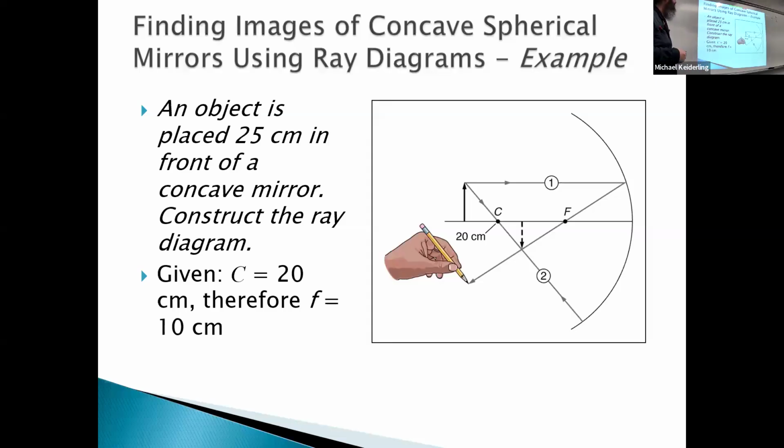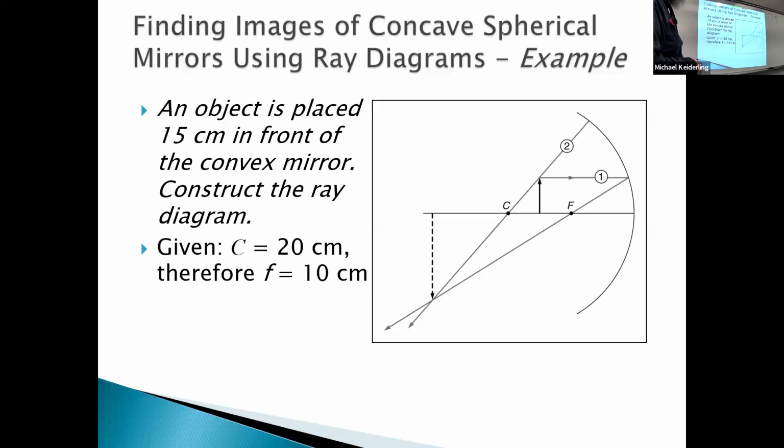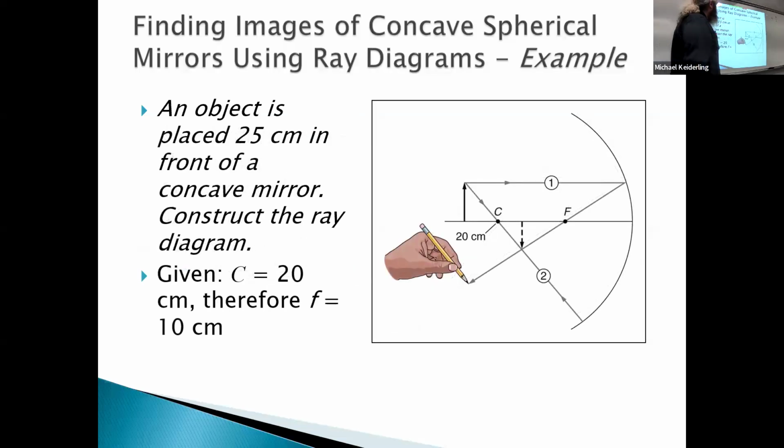Here's an example where an object is placed 25 centimeters in front of a concave mirror. The center of curvature is at 20 centimeters, therefore the focal length is 10 centimeters. If we construct the ray diagram, we will end up with an inverted real image here. We'll do the formula in a bit. So let me just quickly do it here.